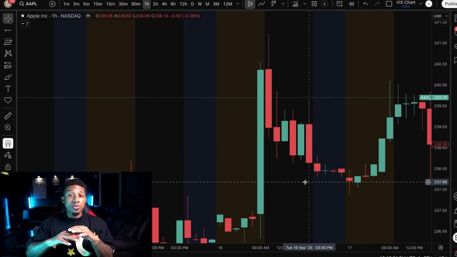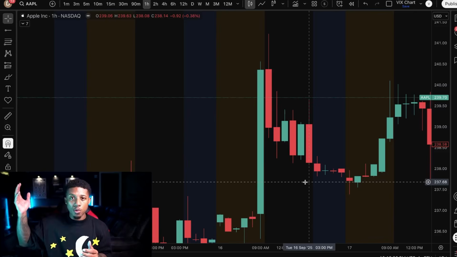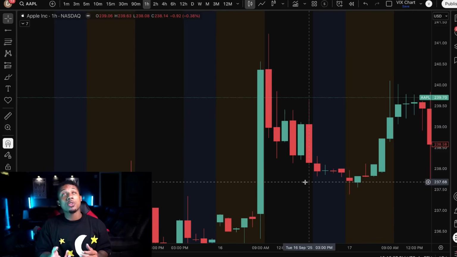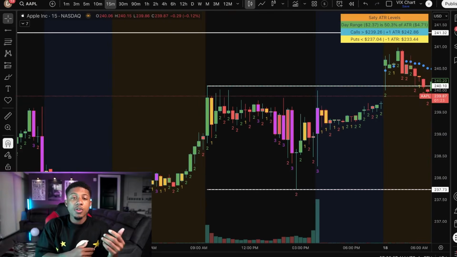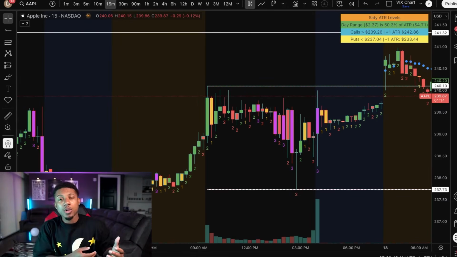Support is basically the floor. If I took a tennis ball and threw it at the floor as hard as I could, it's going to bounce off of the floor. If I took that same tennis ball and threw it up at the ceiling, it's probably going to come back down and hit me in the face, right? So these are your ceilings and your floors. Think of it as when price gets to this ceiling, it is likely to reject or come back down. When price gets to this floor, it is likely to bounce from the floor and go back up.